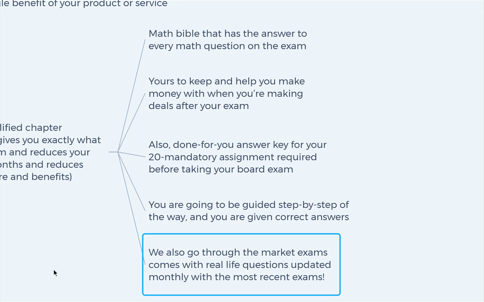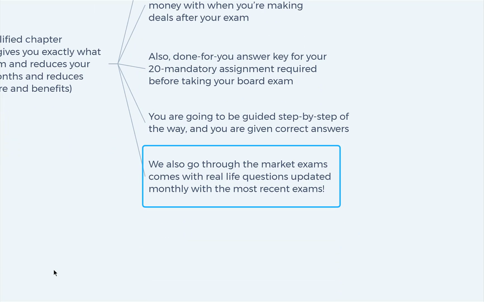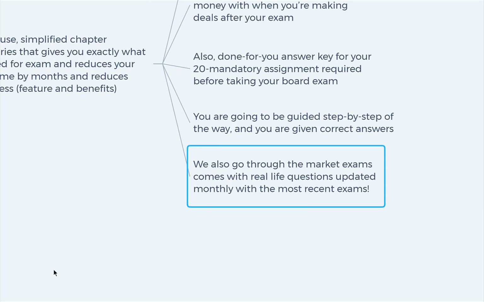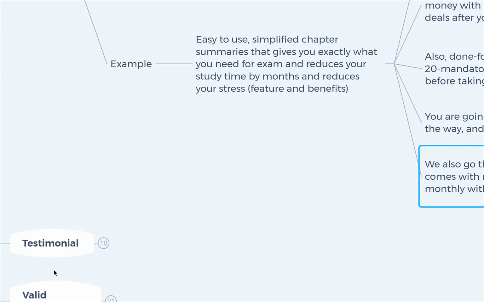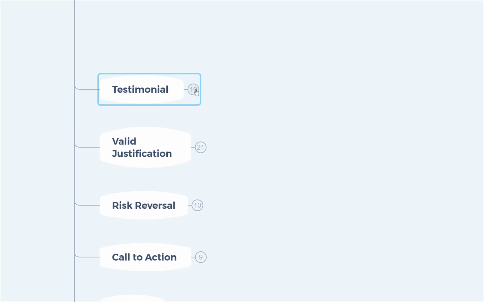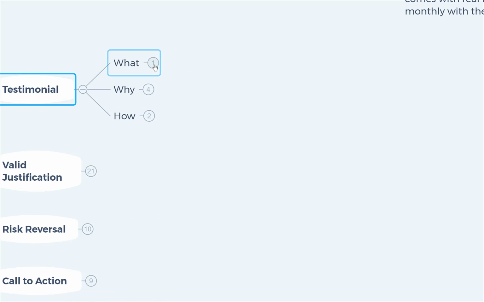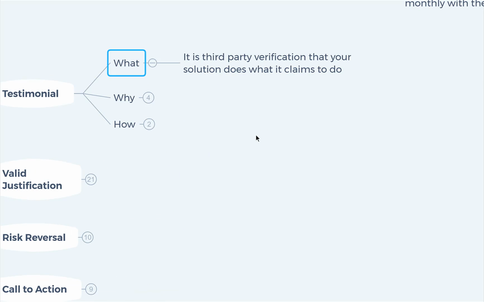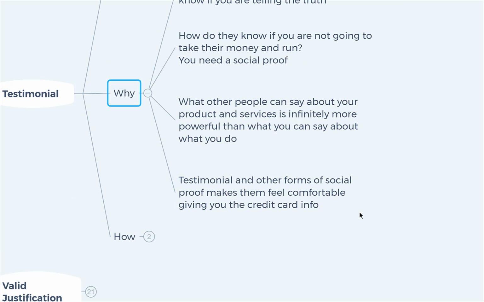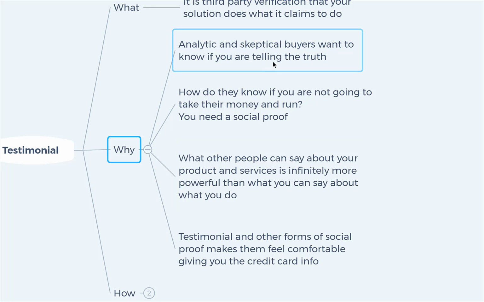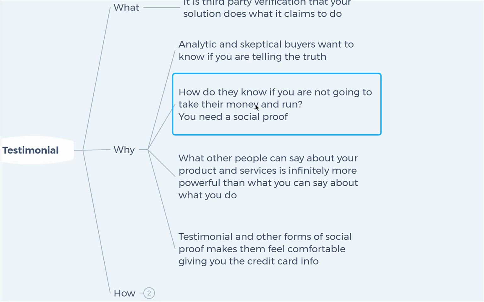And we go through the market exam, which comes with real life questions, updated monthly with the most recent exams. Next will be testimonial. What is testimonial? It is a third-party verification that your solution does what it claims to do. Then why do we have to use it? Because skeptical and analytic consumers or buyers want to know if you are telling the truth. How do they know if you are not going to take their money and run? You need social proof.